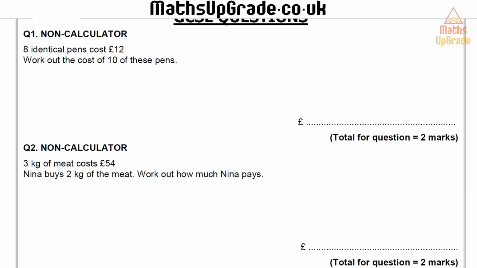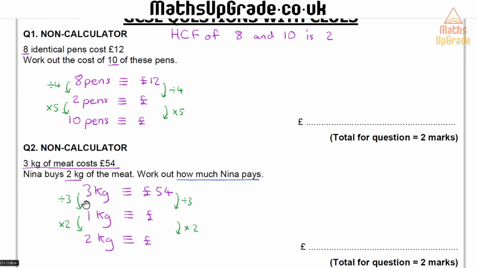For question 2, I'm told that 3 kilograms of meat costs £54. Nina needs to buy 2 kilograms of meat. Need to work out how much she pays. So I'm going to write an equivalency. 3 kilograms is equivalent to £54. I need to get to 2 kilograms. So I'm going to do that in 2 steps. I'm going to find a common factor of 2 and 3, which is just 1.